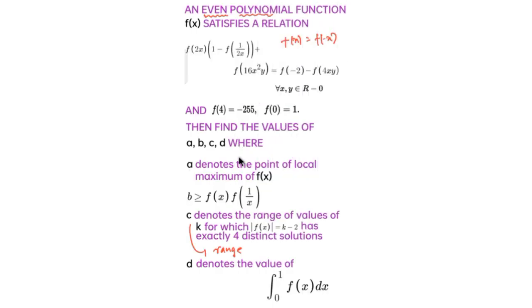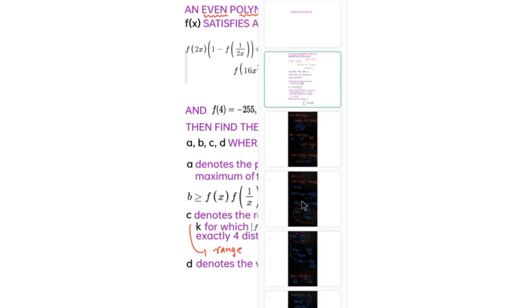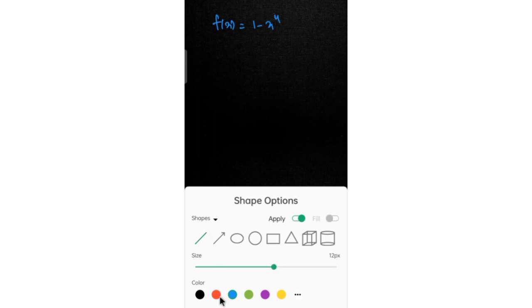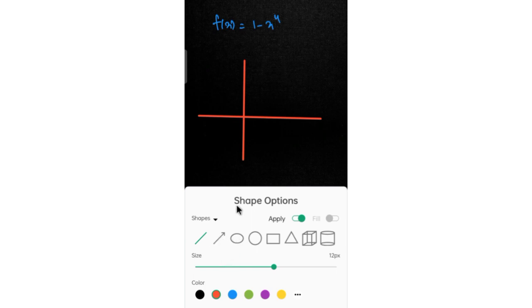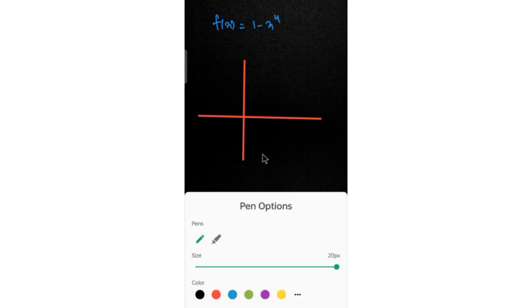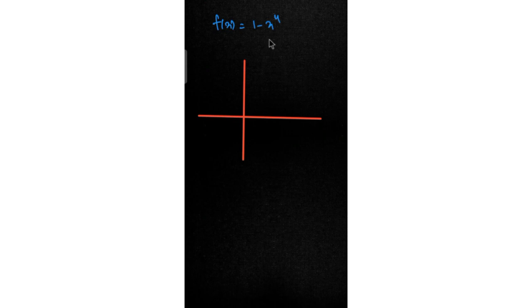So a denotes the point of local maximum of f of x. Let us plot f of x, and we can actually say it. We don't even need to do maximum, minimum, or something like that. We can just plot the graph of f of x, and then we can tell it. So this is the y-axis, and this is the x-axis. And x power 4 is the equation given to us. We know how it actually looks, so we can have a shape in this way.